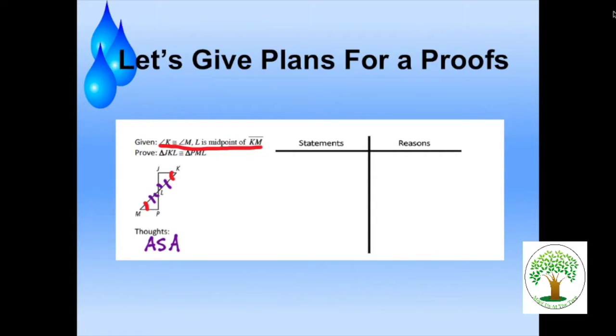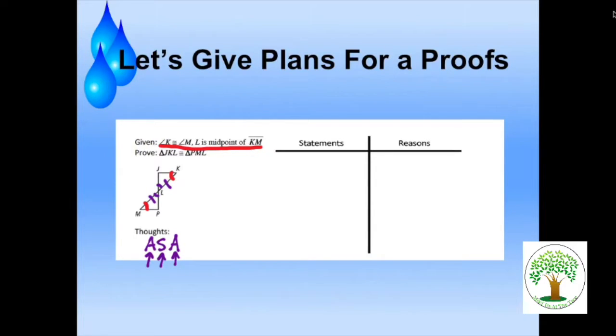Okay, now, in here, we're going to have a given. In our given, what part of angle, side, angle will be given to us? Angle K is congruent to angle M. So we'll have an angle part. How will we get the side part? L is the midpoint. Yes, so we'll have that. How will we get the other angle? The vertical angles. Okay, so we'll have 3 steps.